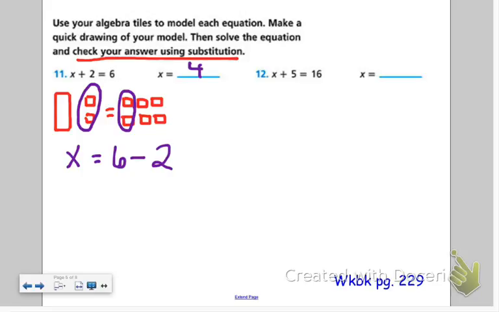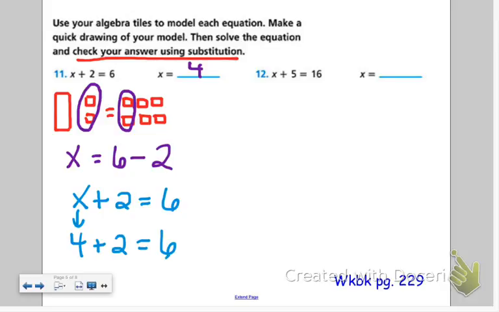Now here's how the substitution step works. You have to go back to the original equation. The original equation was x plus 2 equals 6. But now instead of x, I'm going to substitute 4 in to see if it works. Remember, substitute means to take the place of. I'm going to take that 4 and have it take the place of the x. And let's see, 4 plus 2, yep, that's 6. And of course, that side is 6. So I can tell that this is correct.